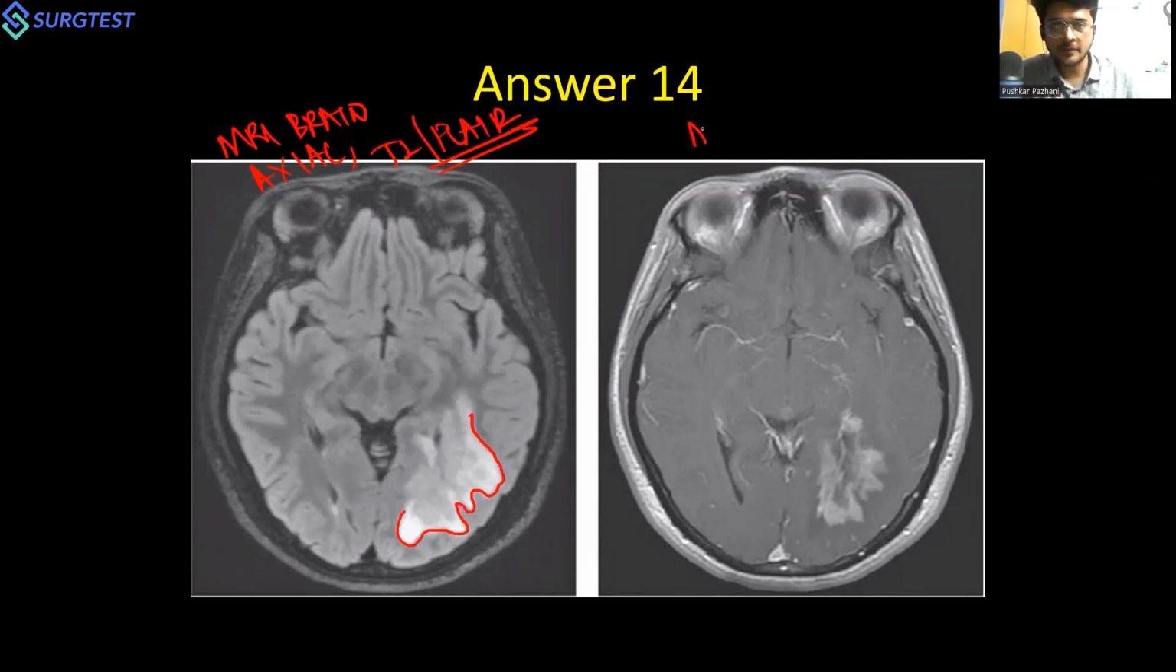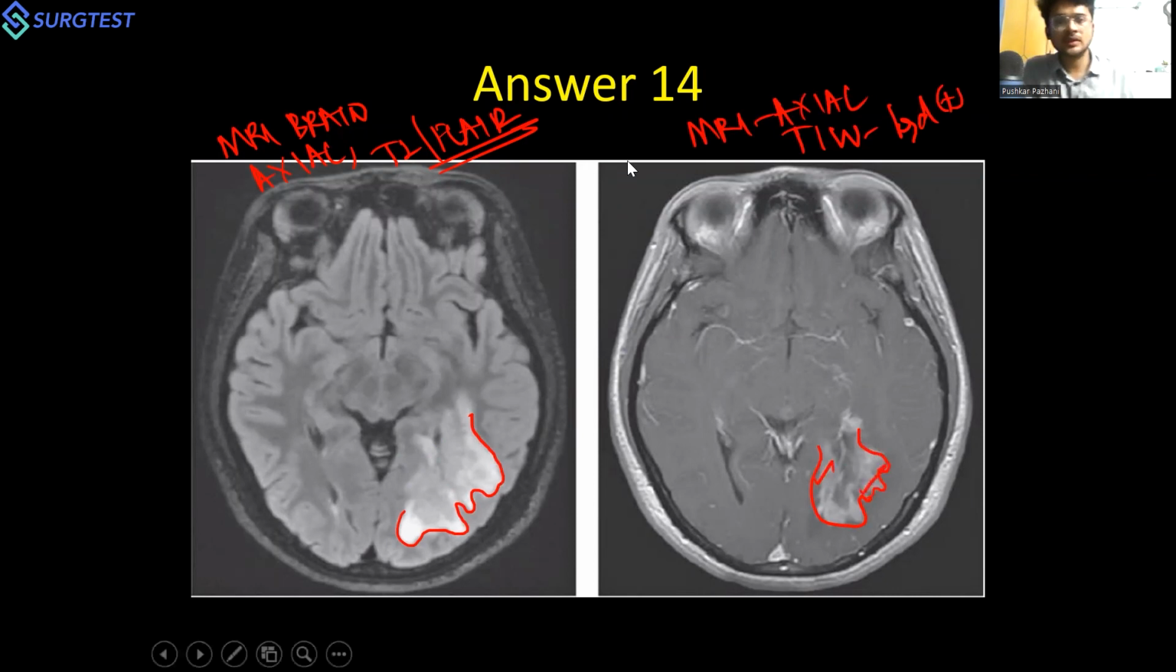And this is also an MRI brain. This is also axial, but this is a T1 weighted image with post-gadolinium contrast. So we can see the same area that is hyperintense on T2 weighted image, on FLAIR images, is peripherally enhancing. So let's open the chat box. We'll see if anyone's got it right. Excellent. Okay, so most of you have got it right.